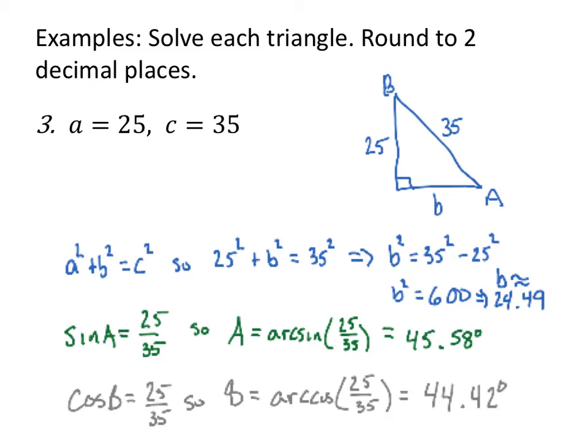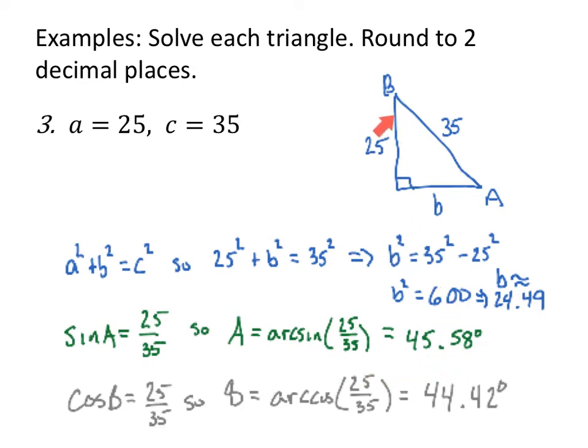Alright. What if I want to find angle A? With the given information, I have opposite and hypotenuse. So the sine of A is 25 over 35. But we know inverse trig functions now, so we can solve for the angle A by taking the inverse sine, or the arc sine, of both sides. The arc sine of 25 over 35. Make sure your calculator is in degree mode, or else you will get an answer in radians and your answer will be incorrect. In degree mode, 45.58 degrees.